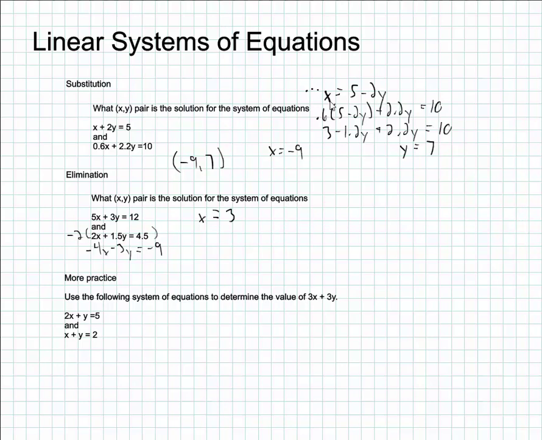Now we can plug in 3 into the original equation, or either of the original equations, and then solve for y. So that will leave us with 5 times 3 plus 3y equals 12, or 15 plus 3y equals 12. We'll subtract 15 from both sides, and that will give us 3y is equal to negative 3. And then we'll divide both sides by 3, and that will give us y is equal to negative 1. So the pair that is the solution is 3, negative 1.